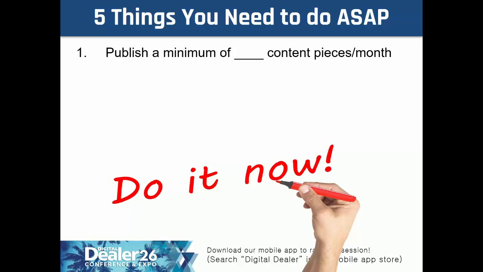So you want to publish a certain amount of pieces of content per month. I think if you don't make it a plan, it doesn't happen. So just think about it and go back to your dealership and say, this is our plan, we're going to publish, we don't have a lot of resources now, let's publish one piece of content per month. Literally every piece of content you publish is an opportunity to show up on Google.